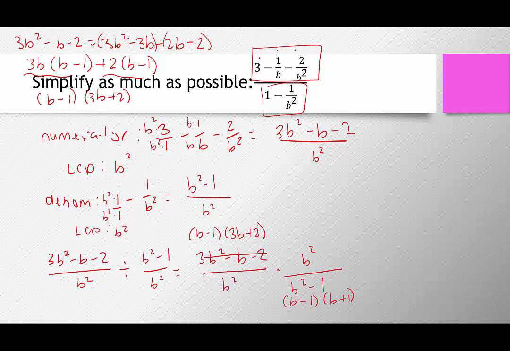Now let's look for some common factors, the b squareds. And then there's a b minus 1 in the numerator and denominator, leaving us with our final answer of (3b plus 2) over (b plus 1). And there you have complex fractions.